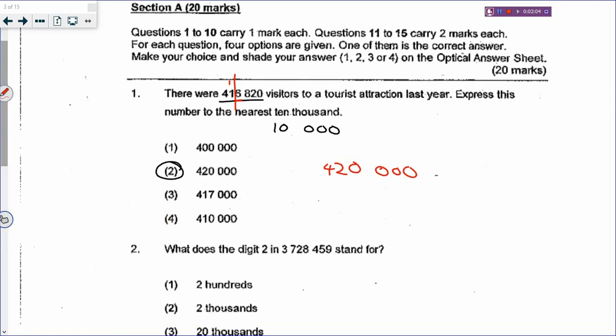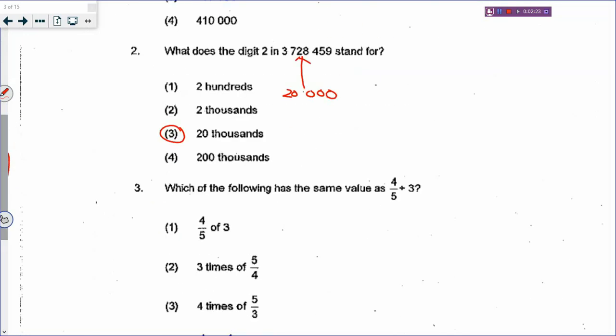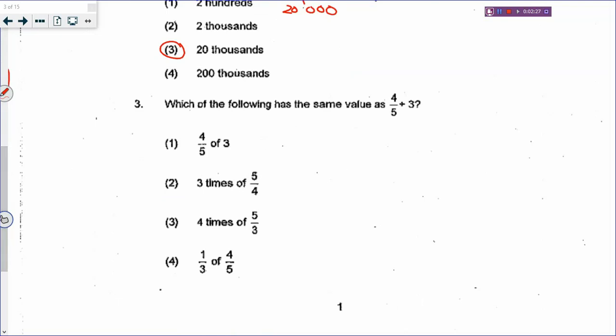Okay, now let's go to number 2. What does the digit 2 stands for? So question 2, your answer is 3. Alright, how to get 3? Well, if you look at the digit 2, you can see that it stands for 20,000. And so if you look at number 3, that is 20,000 already. So answer number 3. Okay, let's go to question number 3. And your answer is number 4. Alright, so question 3, the answer is 4.